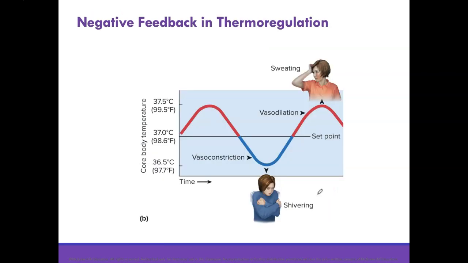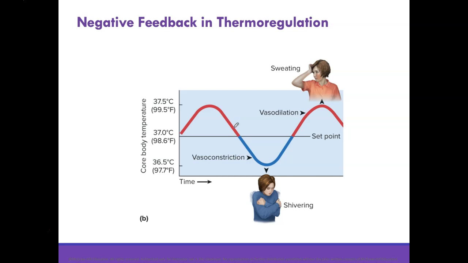Same idea in our bodies, right? We have this set point where we want to be, 37 degrees roughly. If our body gets too hot, there's a trigger. So we have special receptors in our body that detect this increase in temperature and will cause our blood vessels to narrow. That's called vasoconstriction.